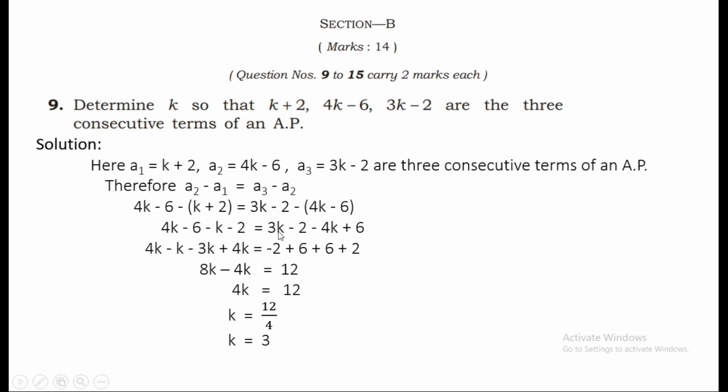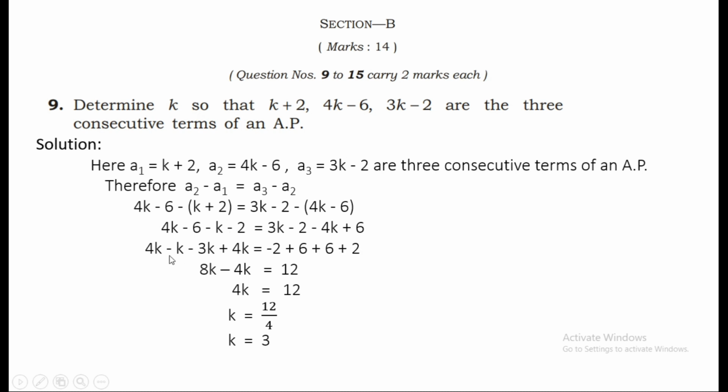So after solving, then what did I do? I brought all the k on one side and the numbers on the other side. So 4k minus k, this was plus 3k. When it comes to this side, it becomes minus 3k. It was minus 4k. When it comes to this side, it becomes plus 4k, equals minus 2 was already here, plus 6 was already here. This minus 6, I'm bringing to this side, so it becomes plus 6, and minus 2 I'm bringing to this side, so it becomes plus 2.